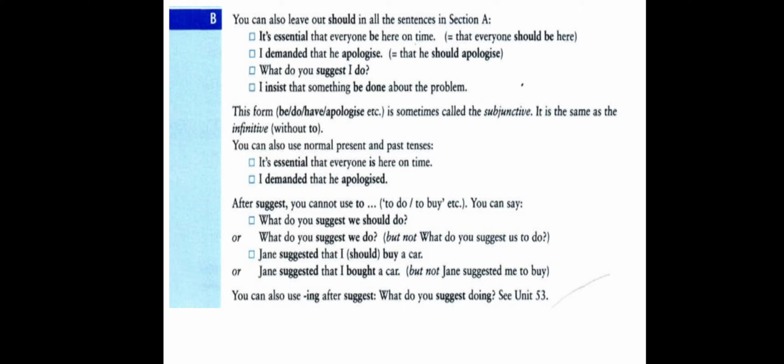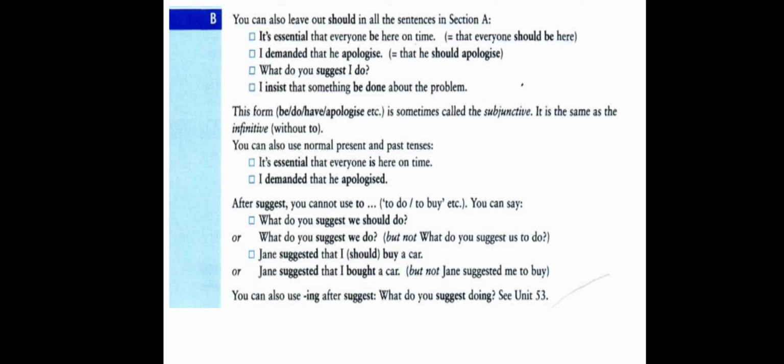Part B, you can also leave out should in all the sentences in section A. All the sentences in section A, we can drop should, and it is understood, it is implied. What comes after should is the base form, so we drop should, but the base form remains in its place as a base form. We don't change it into present or past. And this is sometimes called subjunctive mode.